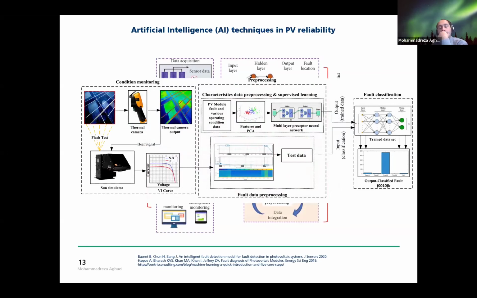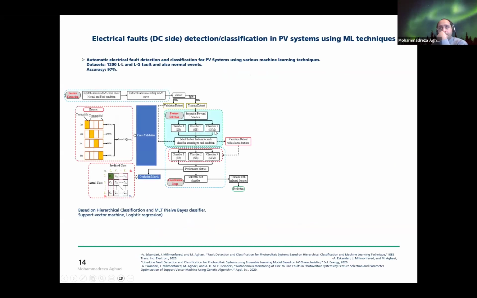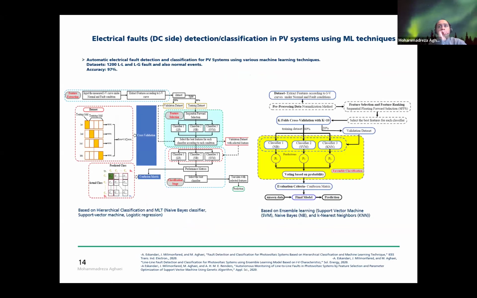And you will learn more about how we can use AI for autonomous monitoring analysis, especially for photovoltaic systems. So here we propose a machine learning based method for line to line and line ground fault detection and classification. We used around 1,200 line to line and line ground faults and normal events that were created. We had an experimental PV system developed, and we also used different methods in order to collect the data.